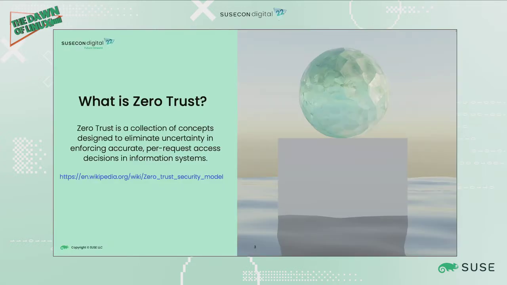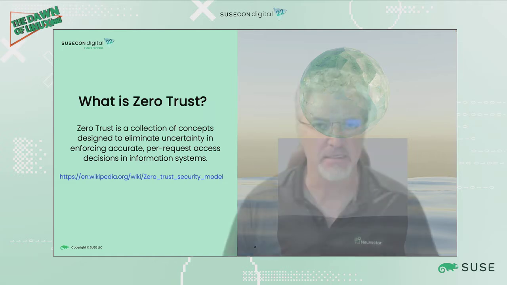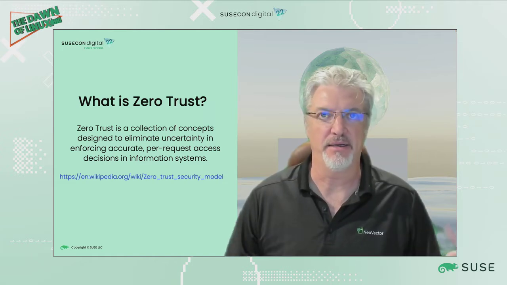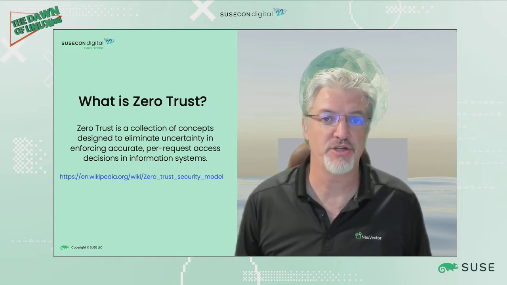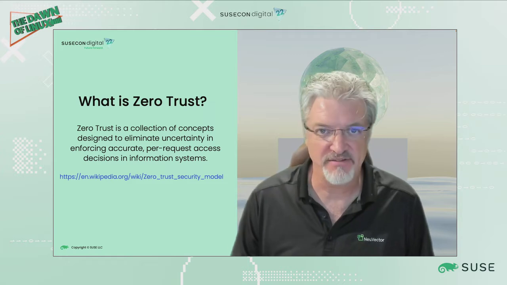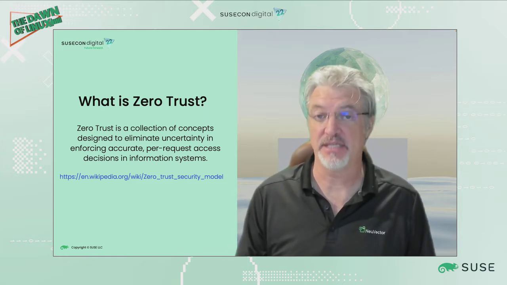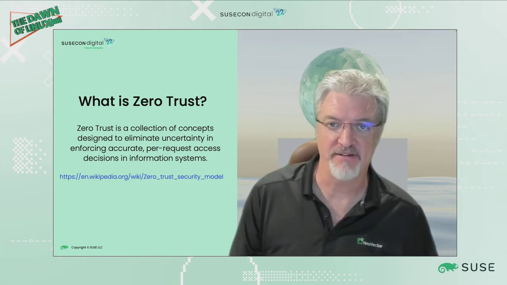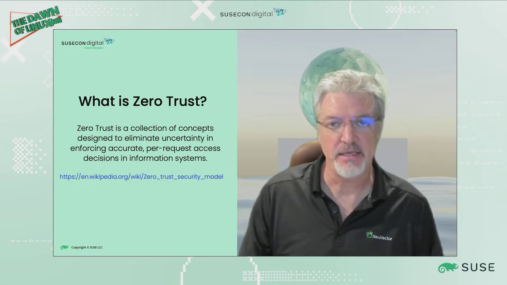What is zero trust? Well, zero trust broadly is a collection of concepts or an approach to validating or verifying. You can think of it as trust but verify. Not really. It's more complete than that. We verify everything. We don't trust anything.